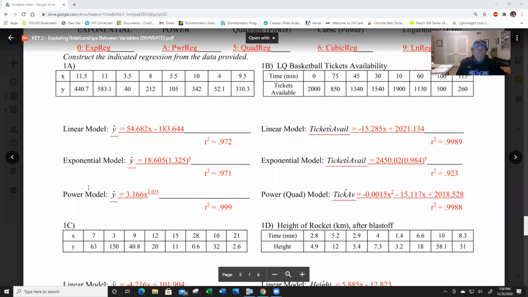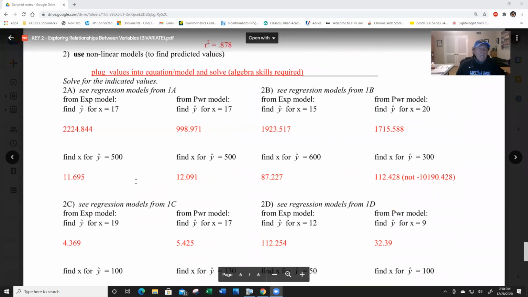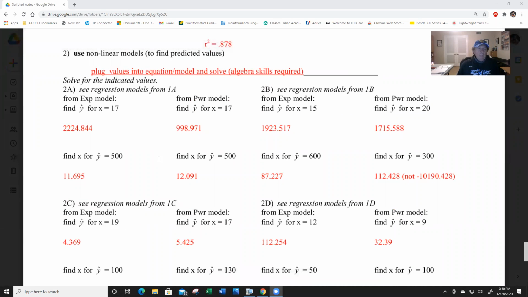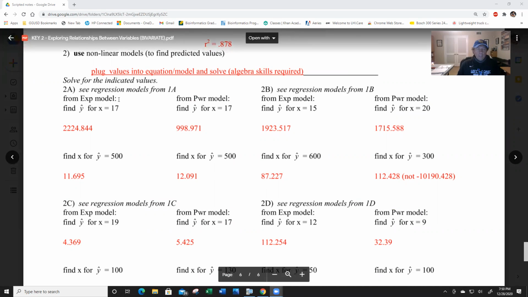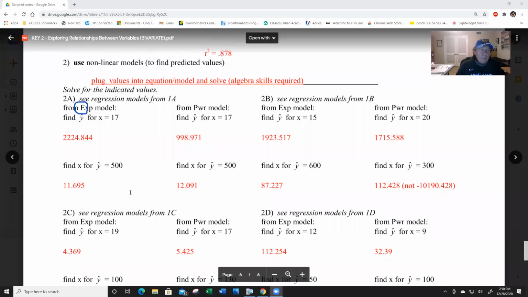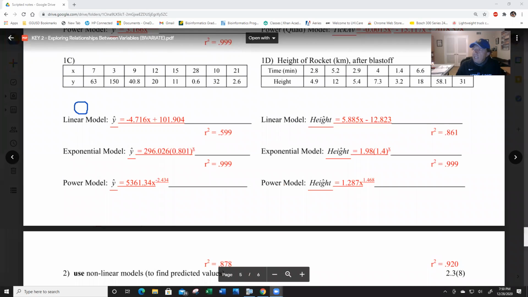So what you're going to do, this is just calculator. It says solve for the indicated models. From the exponential model, find y hat for x is 17. What y hat means, the hat means predicted. So find the predicted y for x of 17. So all you're going to do is put 17 in for x right here. That's all you're going to do. Okay, this is just a plug and play thing. There's nothing for me to really go over very much.